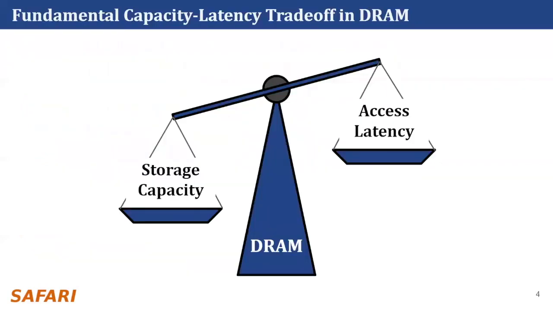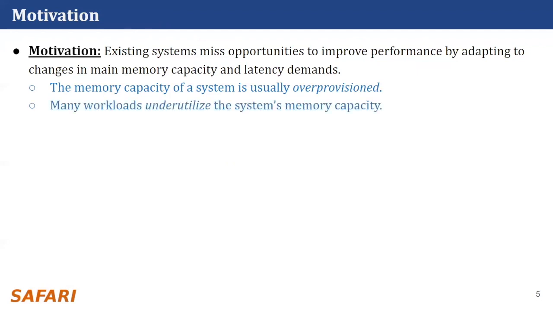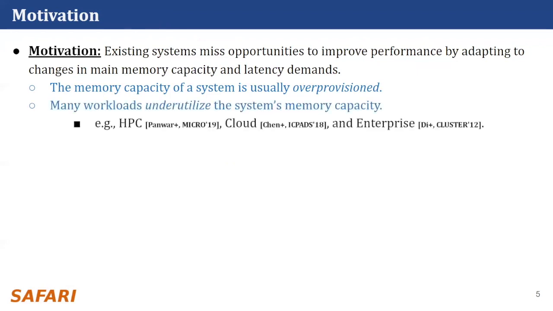There's a fundamental trade-off between storage capacity and access latency in DRAM. Commodity DRAM overwhelmingly favors storage capacity at the expense of long access latency. Modern workloads have different main memory capacity and latency demands. Existing systems miss the opportunities to improve performance by adapting to the changes in memory capacity and latency demands. The memory capacity of a system is usually over-provisioned, while many modern workloads tend to underutilize the system's memory capacity.